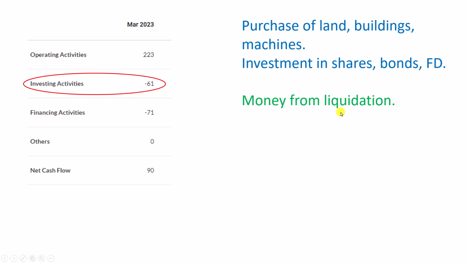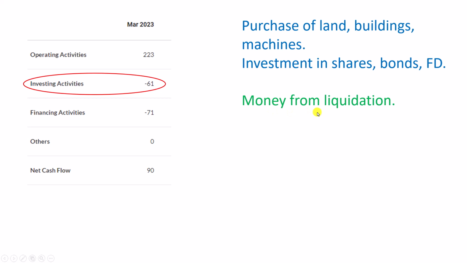If the company sold those shares in the previous year, then it would be positive for the company, meaning money is coming to the company. Okay? Think of yourself. Assume you had bought shares 10 years ago. Now if you sell it, you are getting money, correct? Money is coming to you.